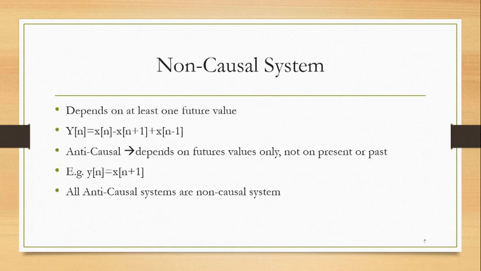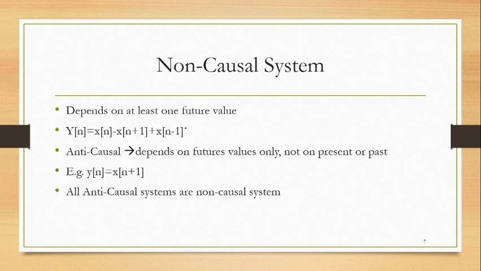Non-causal systems are systems in which there is at least one future input. So there must be at least one future input in non-causal systems. Non-causal systems are not independent of future value, they are dependent on future value. There is at least one future input in the non-causal systems.